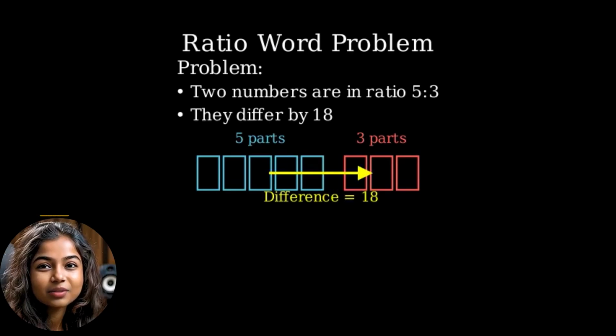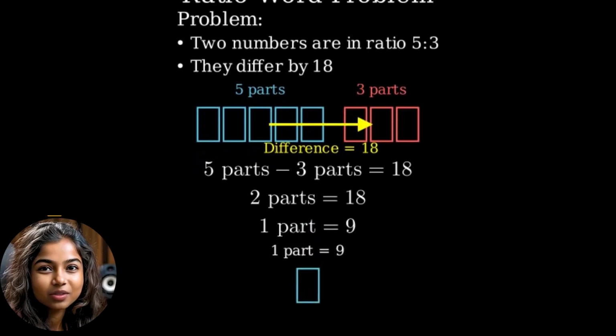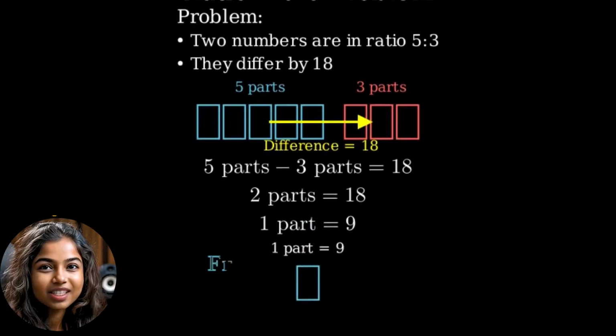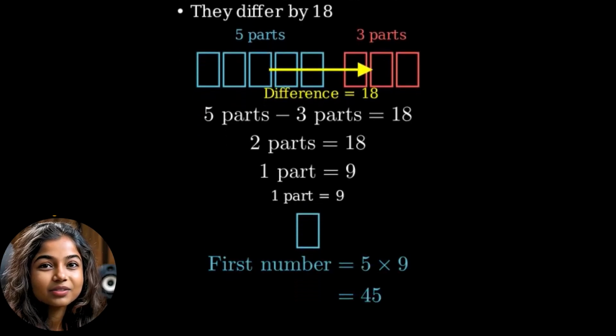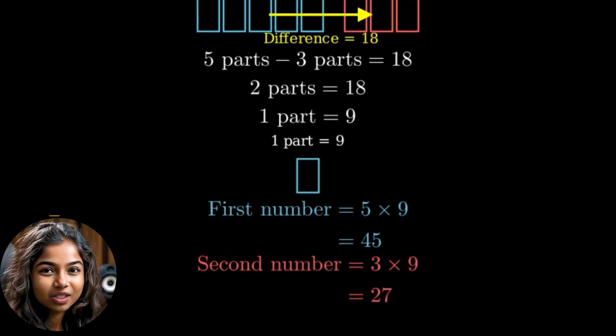Let's understand what one part represents. If 5 parts minus 3 parts equals 18, then 2 parts must equal 18. Therefore, 1 part must equal 9. Now, we can find our two numbers. The first number is 5 parts, so multiply 9 by 5 to get 45. The second number is 3 parts, so multiply 9 by 3 to get 27.